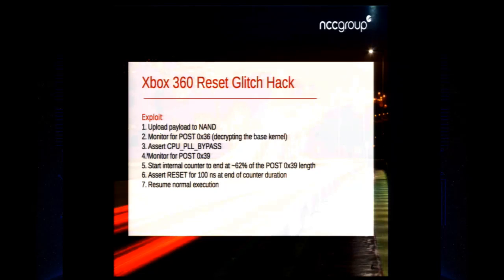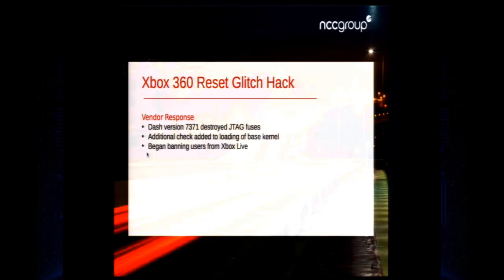So pretty much the steps to doing a reset glitch attack are as follows. One, you upload the payload to the NAND using a JTAG interface. Then you monitor for a post signal using your FPGA to indicate when it's doing the decryption of the base kernel. From here, we assert the CPU PLL bypass, so we're able to catch when the hash comparison is happening. Then we start an internal counter once we hit post code 39, and at about 62% of its normally executed length, we send out a reset signal for 100 nanoseconds. After all of this, we go back to normal execution.